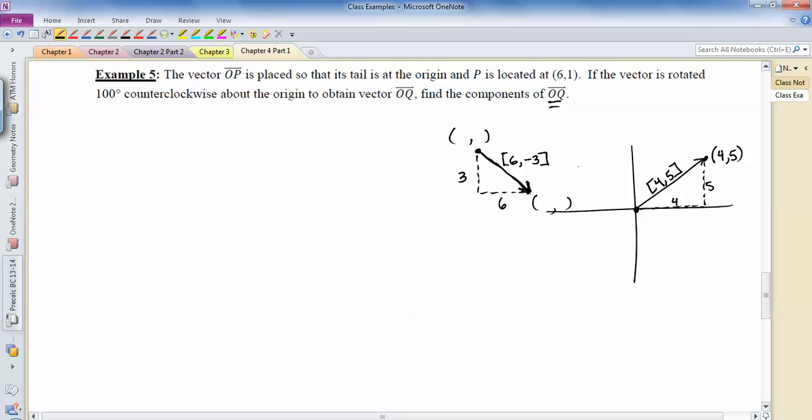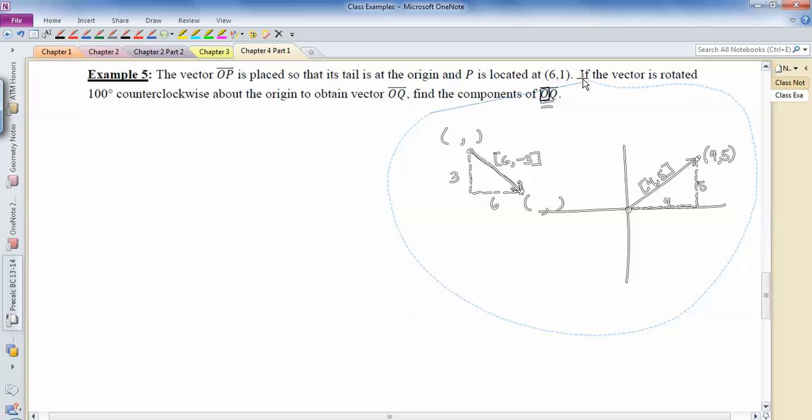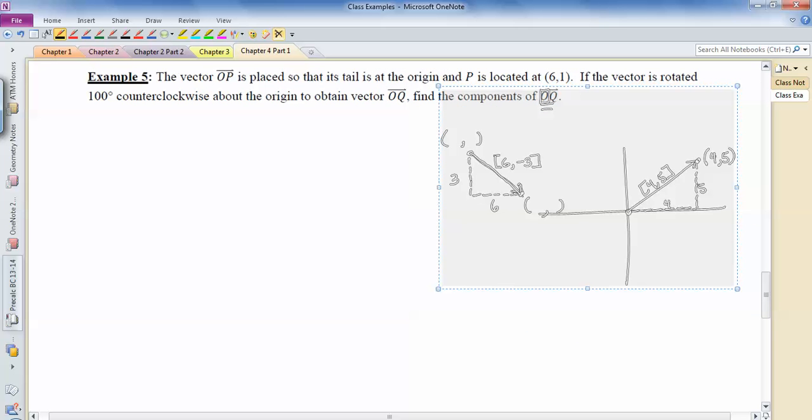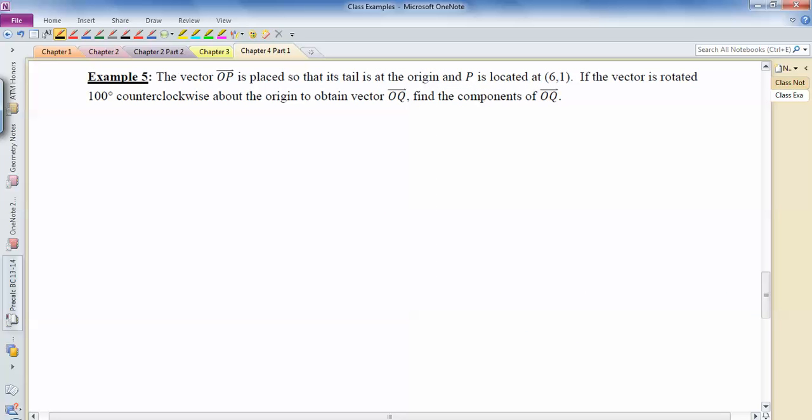For now, though, we're always going to put vectors with an O there, which implies that the tail's at the origin. That makes problems a lot simpler to work with. So let me get rid of this, and let's do this problem. We've got a vector OP, the tail's at the origin, and P's at 6, 1.